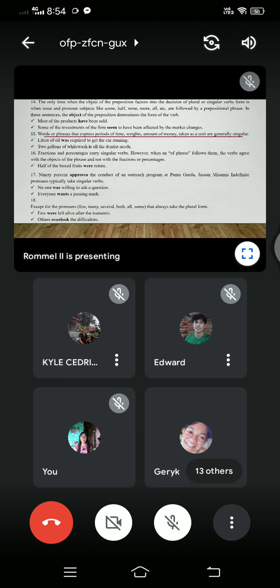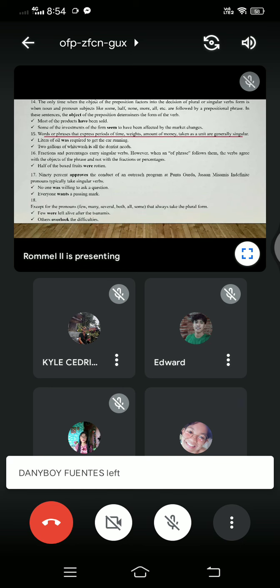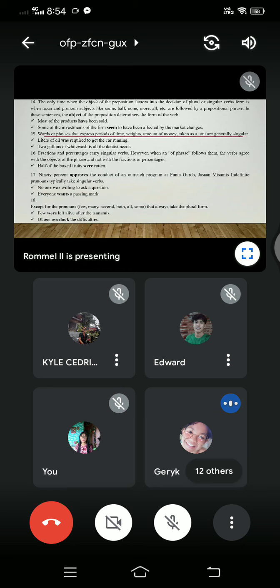Number 16. Fractions and percentages carry singular verbs. However, where an of phrase follows them, the verbs agree with the objects of the phrase and not with the fractions or percentages. For example, half of the box of fruits were rotten. 90% approves the conduct of an outreach program at Punta Gorda, Hasaan, Misamis.